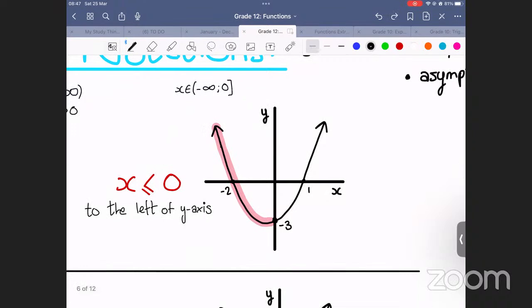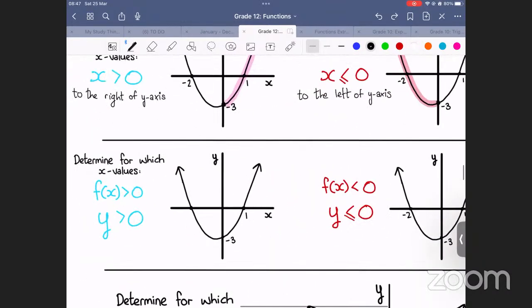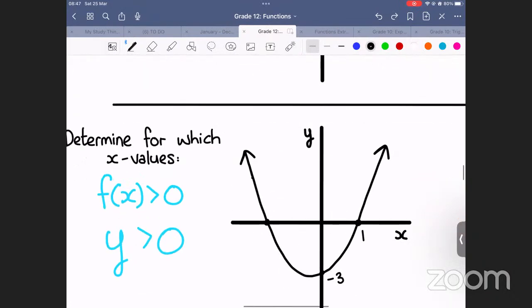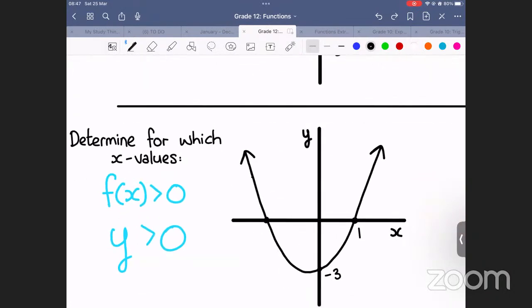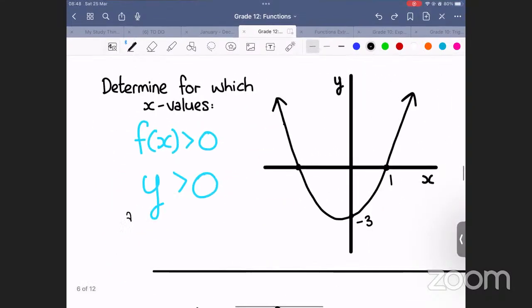You can't include infinity. Even if the question includes, you won't include infinity because what are you including, right? Infinity goes on forever, so you can't include one specific value, okay? That's all fine. Let's move on to the next one. Now let's talk about determine the x values for which f of x is greater than 0. Now, f of x being greater than 0 means y greater than 0 because y is f of x. Y greater than 0 means simply above the x-axis.